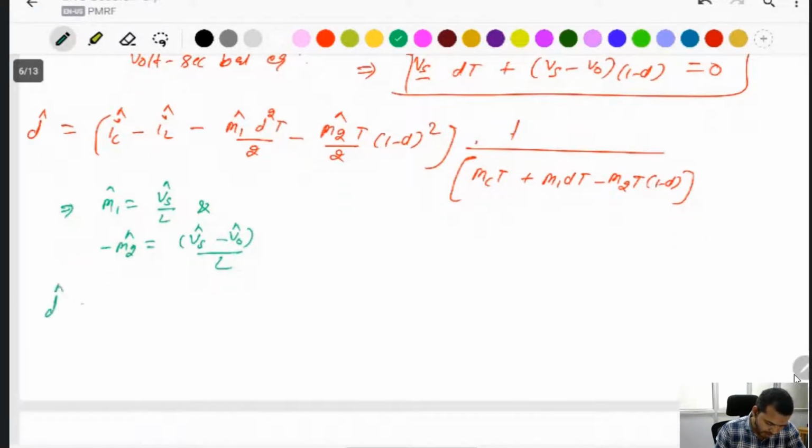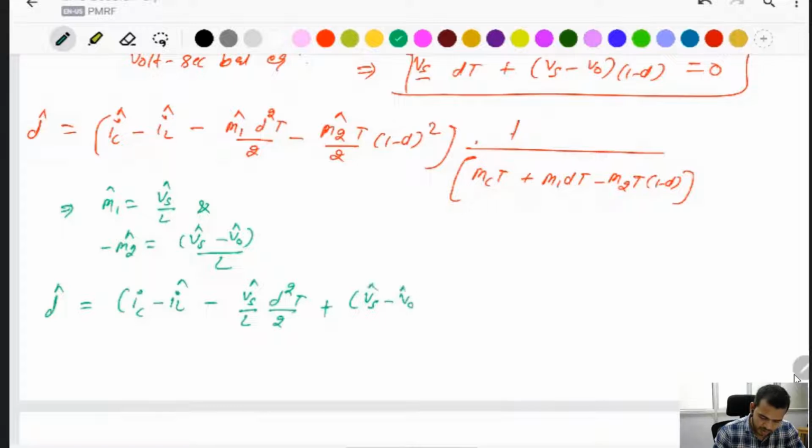Then we find D cap is equal to IC minus IL cap minus M1 is equal to Vs cap divided by L into D square T by 2, minus M2 cap. M2 is minus M2, so minus minus cancelling is plus Vs minus V naught cap divided by L into (1 minus D) square divided by 2, and 1 MCT plus M1 is Vs.